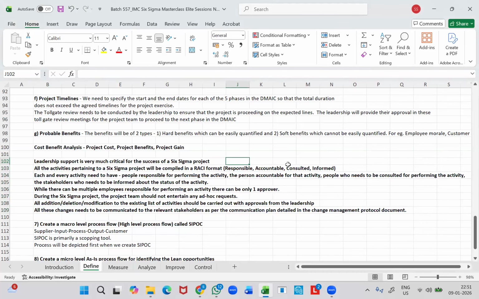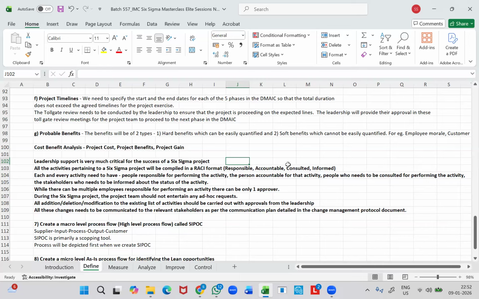So the first thing obviously is the leadership support is very much required for the success or the successful closure of a Six Sigma project exercise. So we discussed about this, how it is very, very important because if the leadership support is there for the project team till the end of the project exercise, the other stakeholders also will be forced to support the project team.